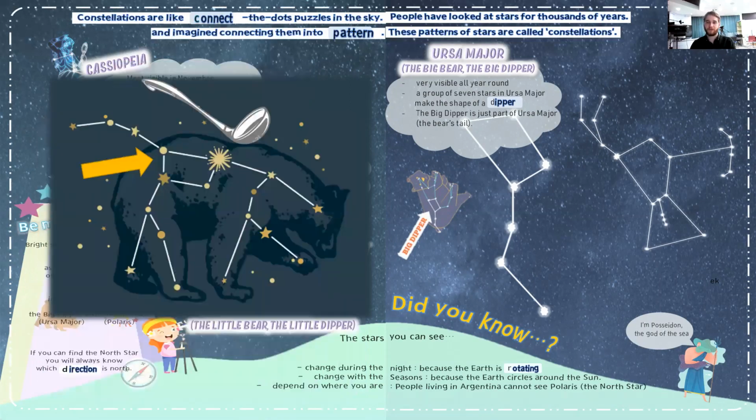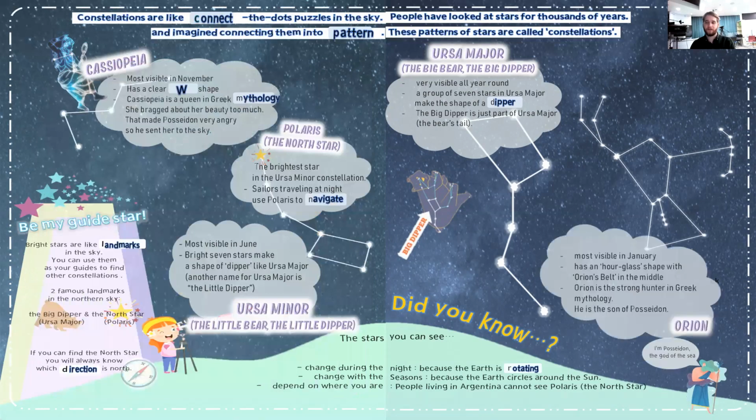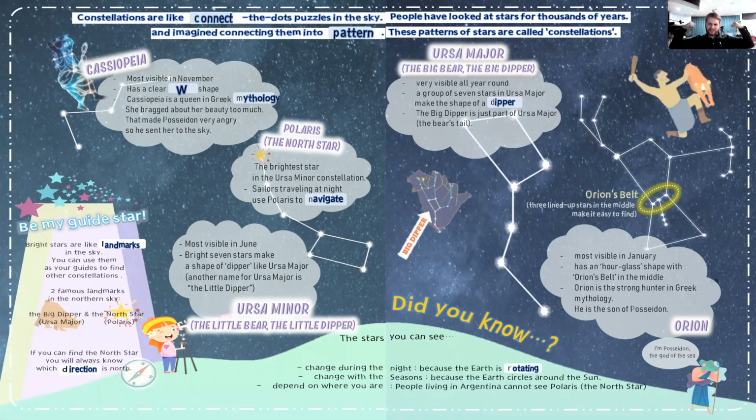So let's move on to our last piece over here, Orion. So Orion is most visible in January. So you can probably go out these days and see Orion very well. It has an hourglass shape with Orion's belt right there in the middle. Orion is the strong hunter in Greek mythology, and he is the son of Poseidon. Remember him, god of the sea? He's right there in the corner.